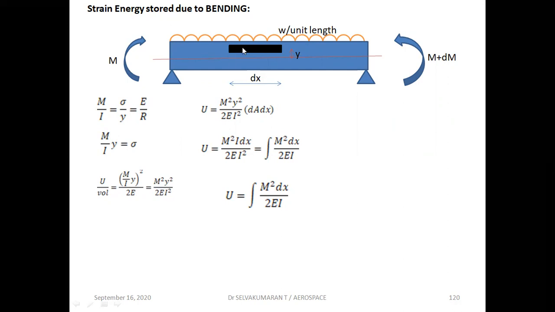Now let dA be the elemental area and dx be the length. So dA into dx is nothing but the volume. Taking the volume to the right hand side numerator, this y square dA I can take as I, the area moment of inertia. So M square I dx divided by 2E I square, where I will get cancelled. So integration of M square dx divided by 2EI is the strain energy stored due to bending.